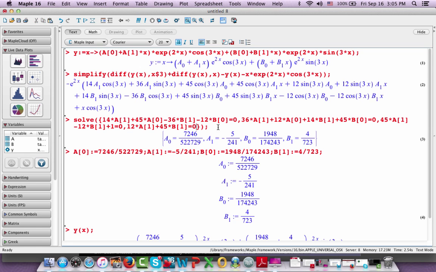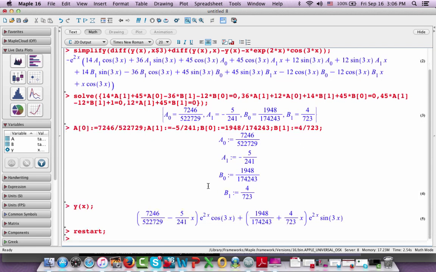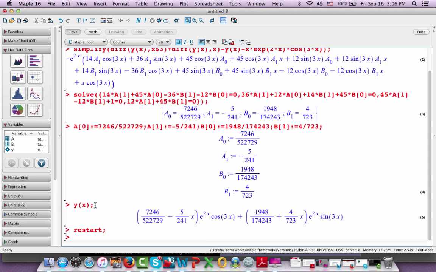So this is just a system of equations, 4 linear equations with 4 unknowns. And calculators and computers can solve these very easily, especially when there's not that many. And the solutions come out in fraction form, as we see here. So in the next line, all I'm doing is actually assigning those values of those numbers that we found, and I'm assigning them to those symbols A0, A1, B0, and B1 within Maple, just so Maple now plugs those in. So when Maple plugs those in and I ask Maple to tell me what y of x is, it's given me the solution with the numbers put in.